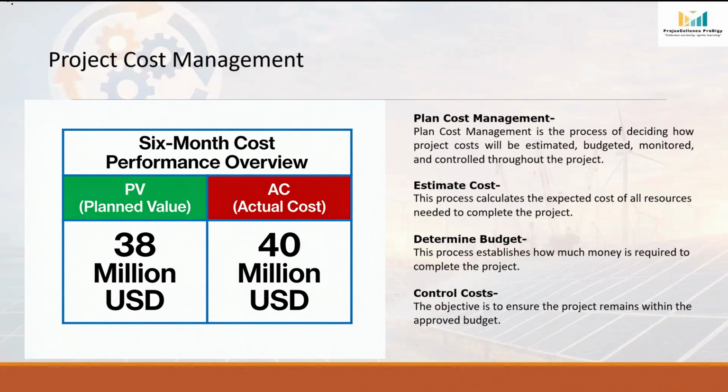Now, the project manager investigates the reasons. Perhaps steel prices increased, fuel cost went up, heavy rainfall delayed the work, or additional civil work became necessary. Once the causes are identified, corrective actions are taken, and those could be like negotiate with suppliers, improve labor productivity, reduce material wastage, optimize resource utilization, and review procurement strategies. The objective is to bring the project back within the approved budget.